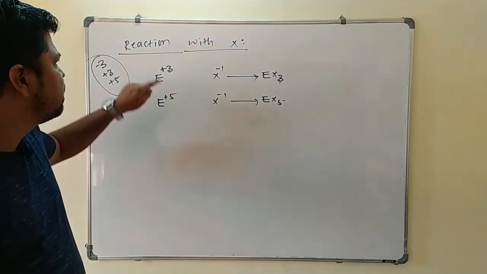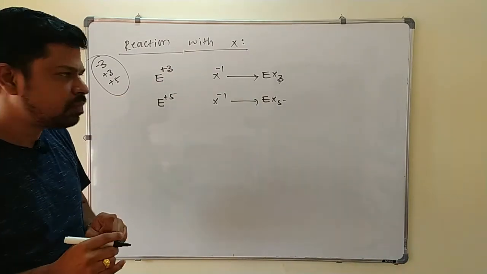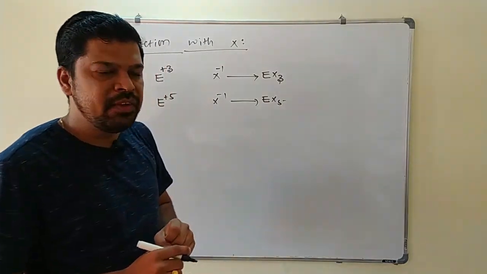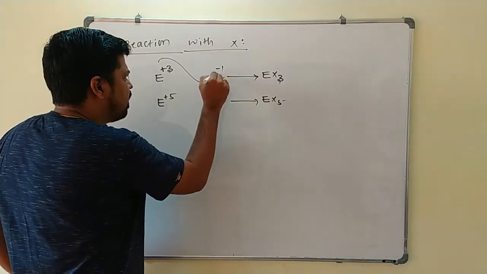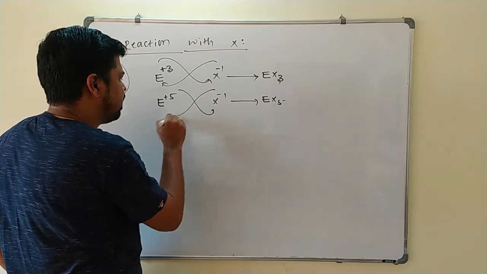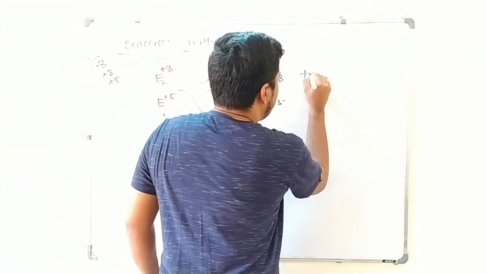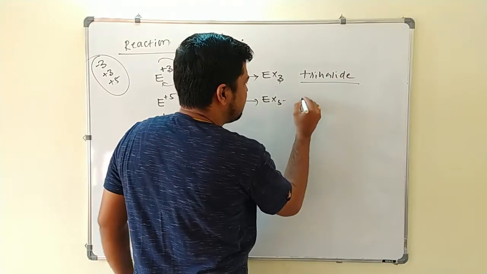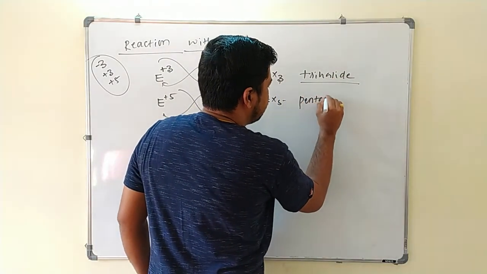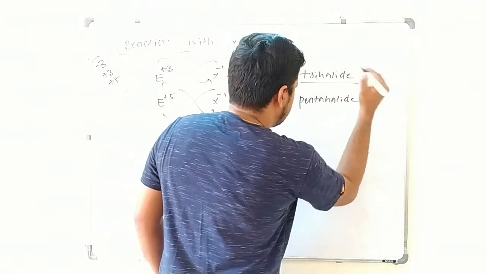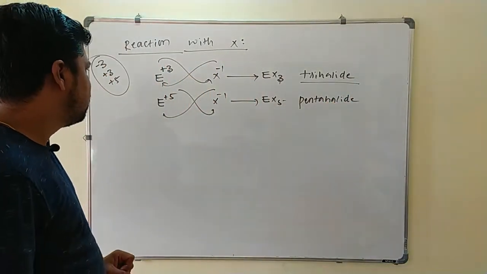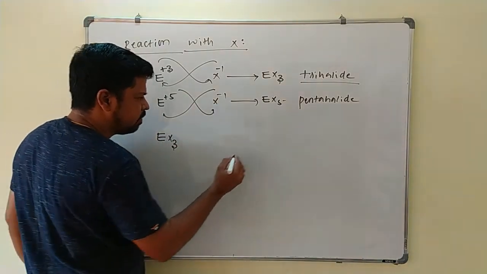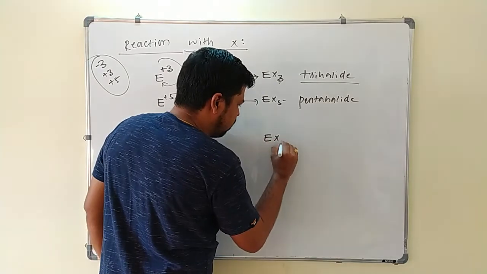So group 15 elements with the halogens will form two types of halides. This is a trihalide and this is what we call a pentahalide. Just cross multiply the charges. So EX3 is a trihalide, and this is a pentahalide. Now you will see trihalides, I will write, and pentahalides you will write.